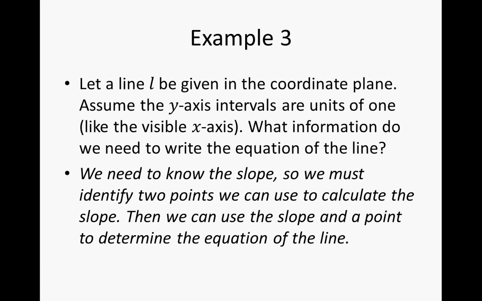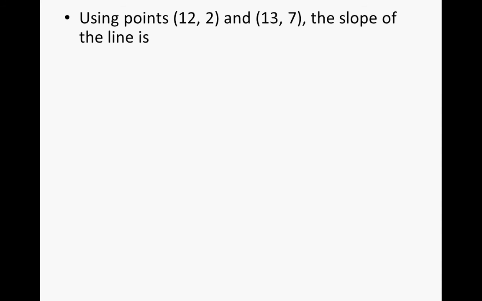Well, we need to know the slope, so we must identify 2 points that we can use to calculate the slope. Then we can use the slope and a point to determine the equation of the line. So we can use points (12, 2) and (13, 7), and the slope of the line would therefore be 2 minus 7 over 12 minus 13, which is -5 over -1, which is positive 5.